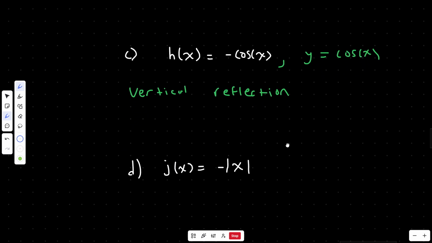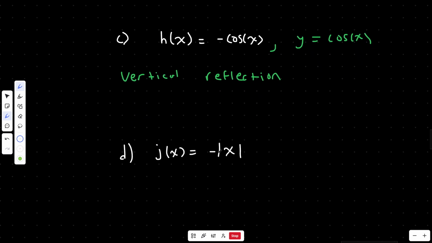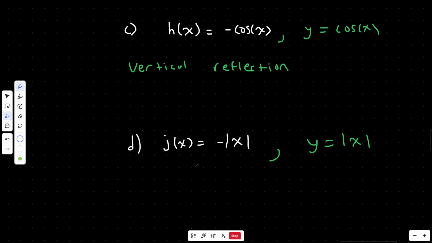And lastly, I want you guys to give this a try. Pause the video if you need. 3, 2, 1. And the parent function for this is going to be just y is equal to the absolute value of x. And it's going to be a vertical reflection because the negative is on the outside. So we're going to say vertical reflection.